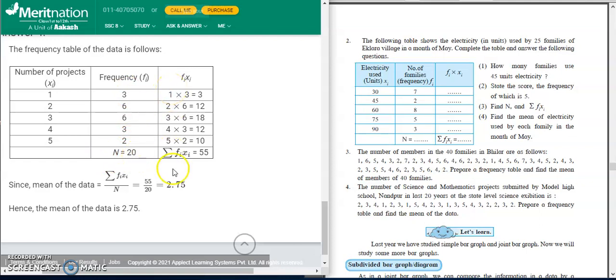Summation of Fi into Xi we have to find out. First of all, Fi into Xi for each term, F1 into X1, F2 into X2 and so on. This is the total, 55. Then X bar equals summation of Fi into Xi upon capital N, that is equal to 55 upon 20. So this is 2.75. The mean of this data is 2.75.